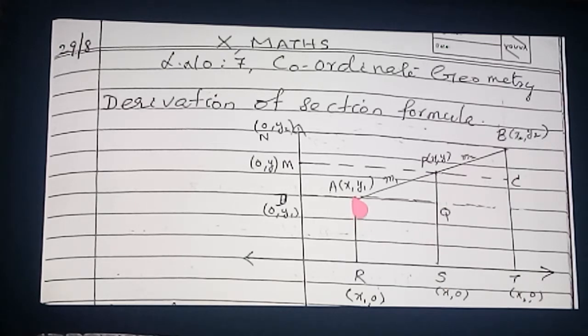and from the points A, P and B, we are drawing perpendiculars to the y-axis. The perpendicular to the y-axis is not drawn in the textbook, so this diagram will be convenient for you.